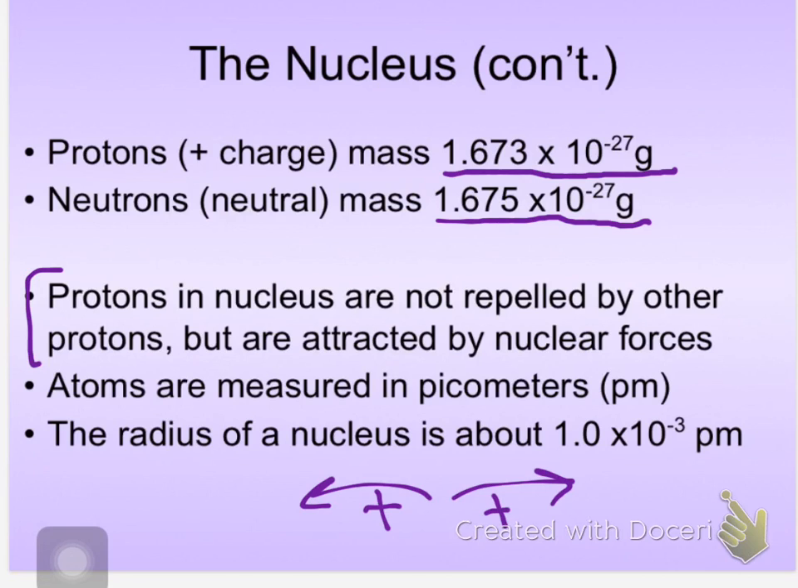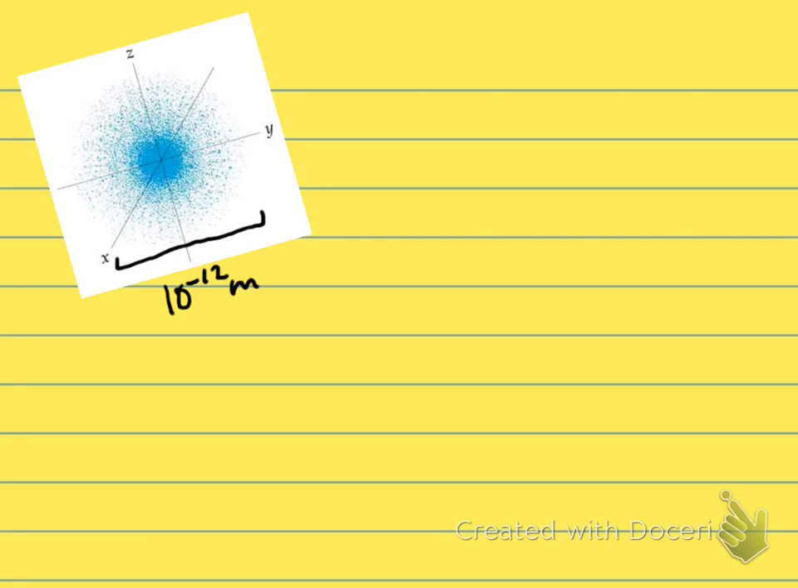Atoms are measured most often in picometers. That is 10 to the negative 12th meters. That's really, really tiny. And the radius of the nucleus is about 1,000th of a picometer. That's crazy small. Tiny, tiny. So we can measure how big these things are, but we seldom ever do. It's not really important to us at this level of chemistry. But how massive they are, how much mass they have, that is important.